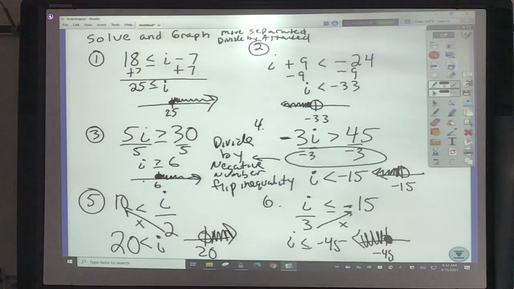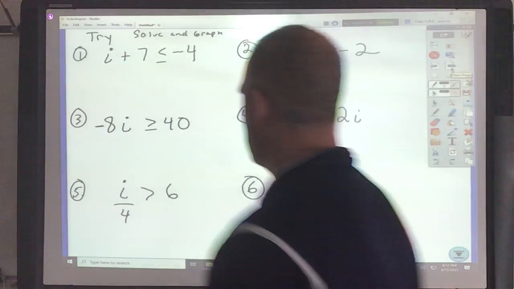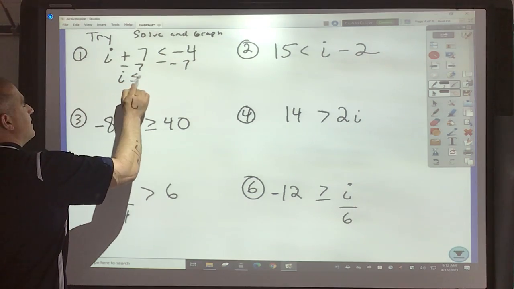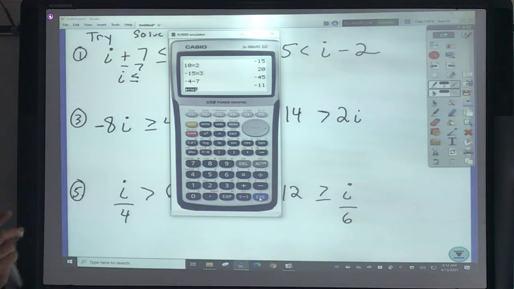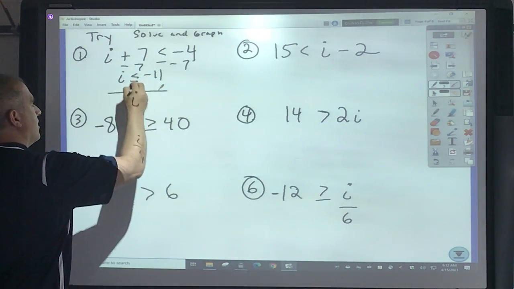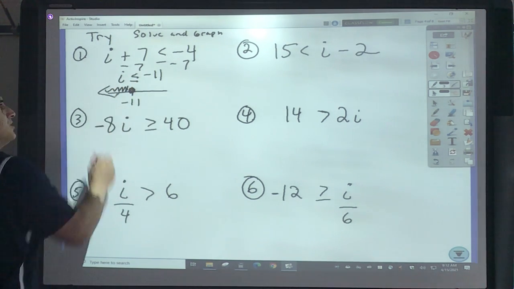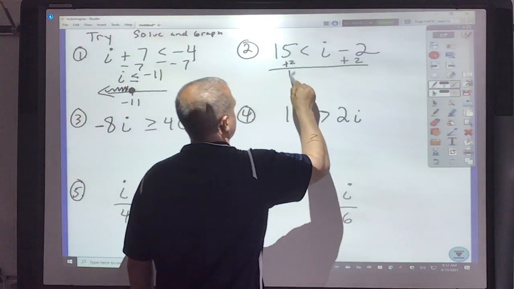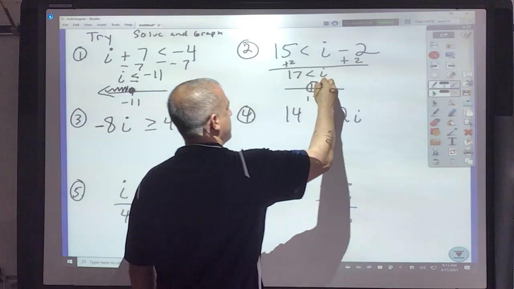What I'd like you guys to do is to go ahead and pause your video and work with these. So this one I would want to get rid of the 7 through subtraction. So I got I less than or equal to negative 4 minus 7. Now I'm not going to flip it, it's only when I divide. So that's negative 11. So I got a closed circle here, and because it's eating the number, I'm shading to the left. This one I would add 2, and add 2. That's 17 and I. So that's going to be 17, open circle, it's eating the variable, so I would shade to the right.